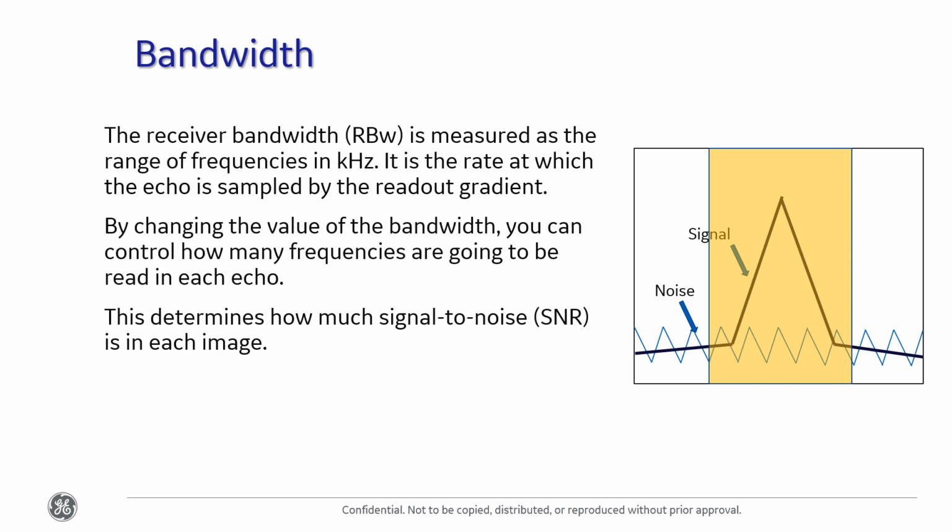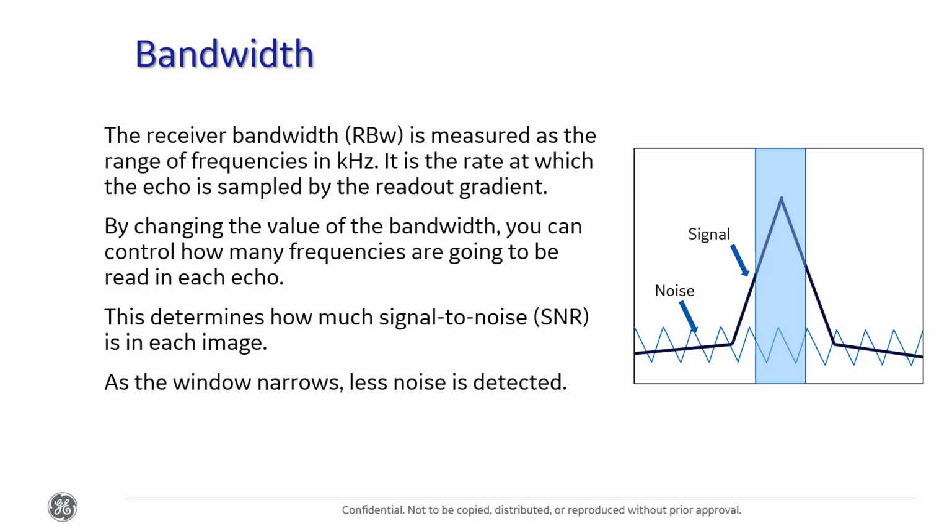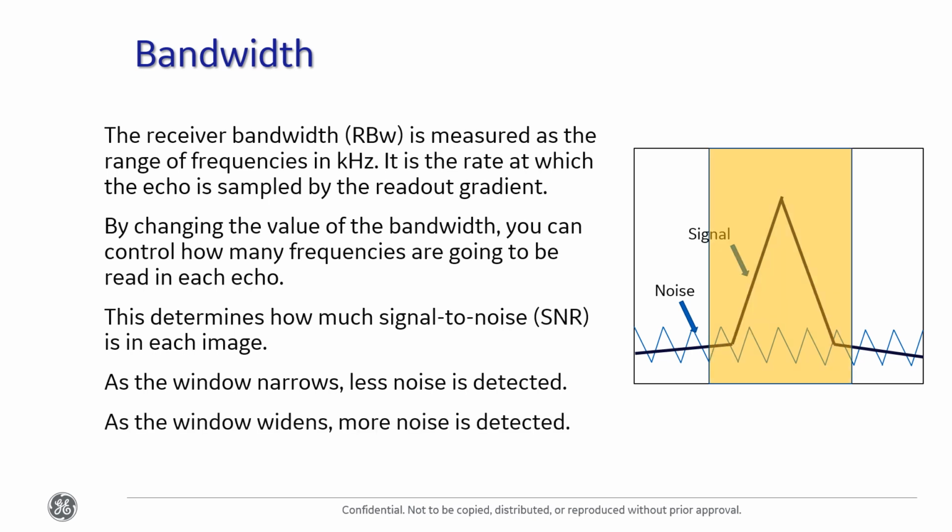So our bandwidth is going to determine how much signal from the center of the echo is collected relative to how much noise in the background. As the window narrows, less noise is detected, as we are just collecting within the center of the echo. As the window widens, we're now broadening outside of the signal within the FID. We're collecting more background noise, and this will have an effect on our chemical shift.